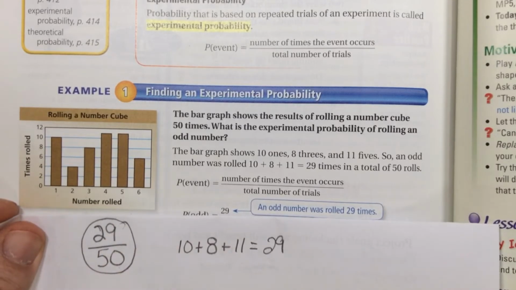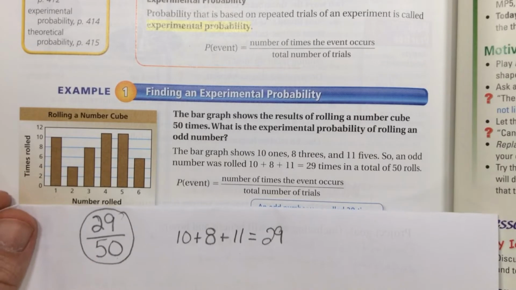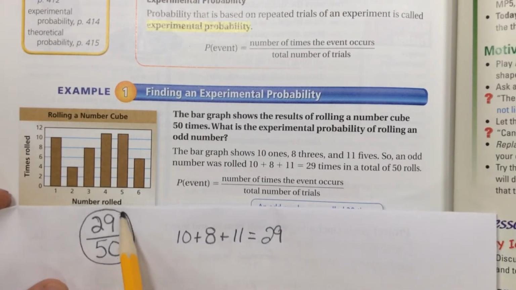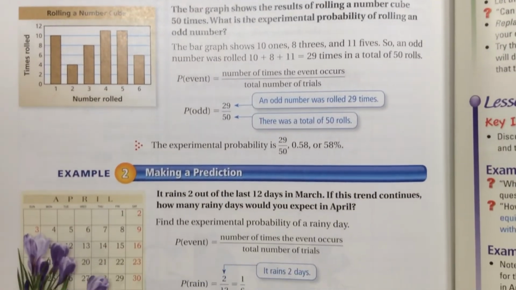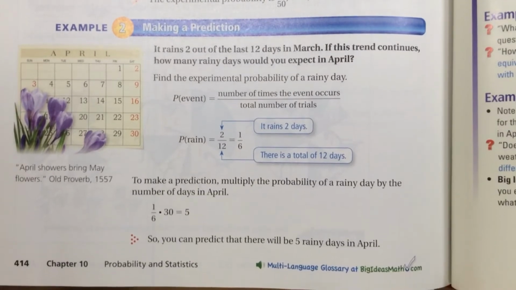That's different than the probability we would have just calculated, because we would have said 3 out of 6, or 1/2 of the time we should have rolled an odd number. And in reality, we rolled it 29 out of 50. So this is experimental probability. We get it by actually running the experiment. Now, sometimes we use this to make a prediction.